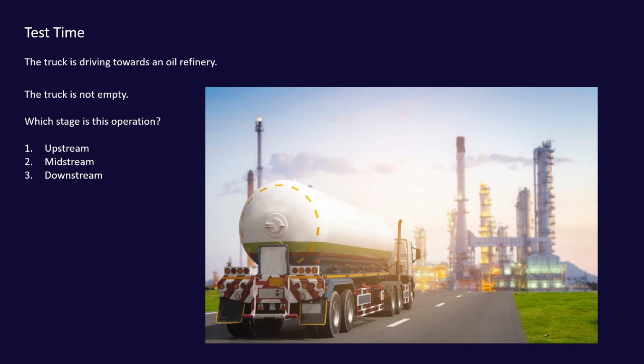Okay, test time. Time to check what we learned so far. So this is a truck. It is driving towards an oil refinery. The truck is not empty. It's full of oil. Which stage of the oil and gas industry is this operation? Is it 1, upstream, 2, midstream, or is it 3, downstream? I'll give you 5 seconds.